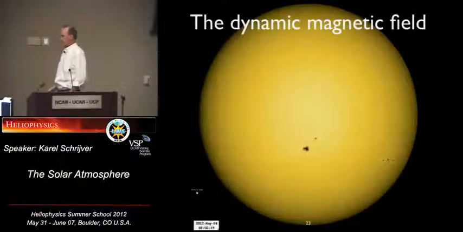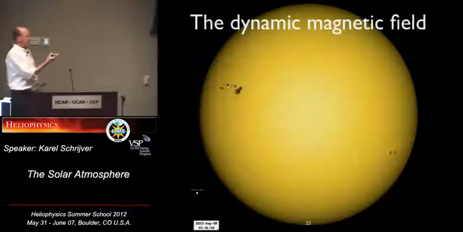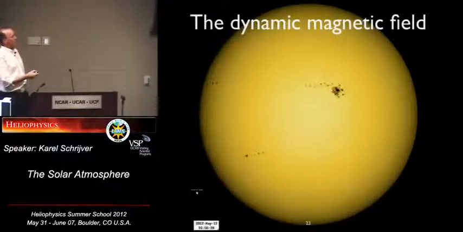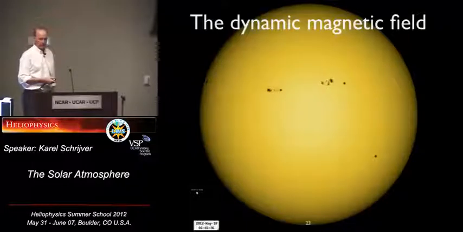Now, all of this varies in time. So I'm going to show you just a month in the life of the sun here. This is May that just ended, where you can see these spots. You can see them evolve on a time scale of a couple of days. So spots, even the largest spots, don't live for longer than a few weeks.